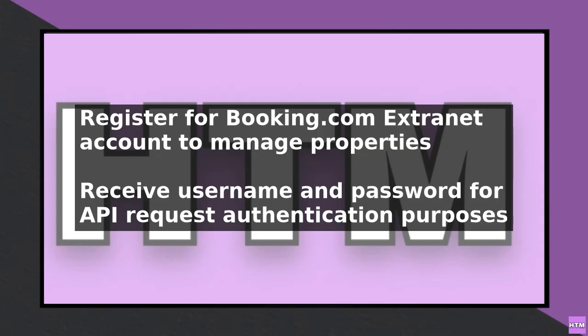Next, you need to obtain an API key, which is a unique identifier that is used to authenticate your requests. You can obtain an API key by contacting the Booking.com support team or by following the instructions in the extranet. Once you have your API key, you can start making requests to the Booking.com API.